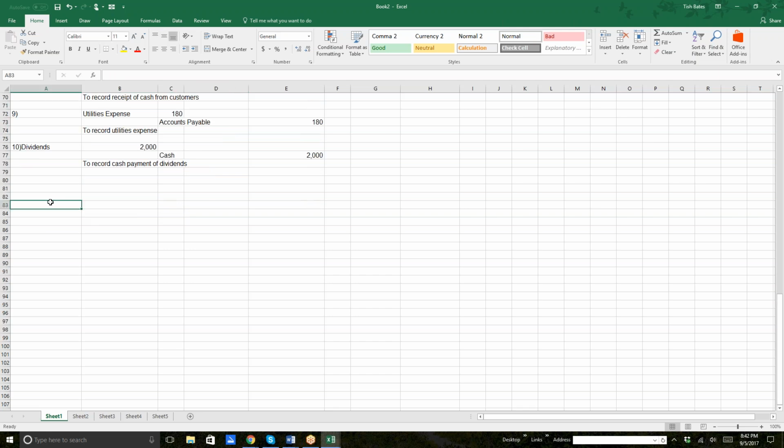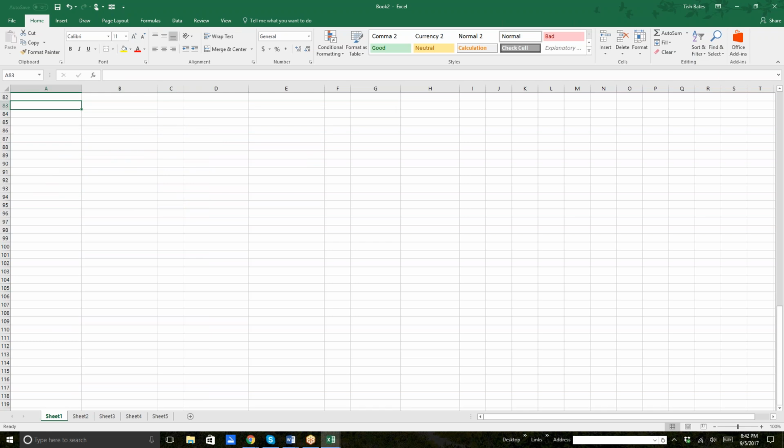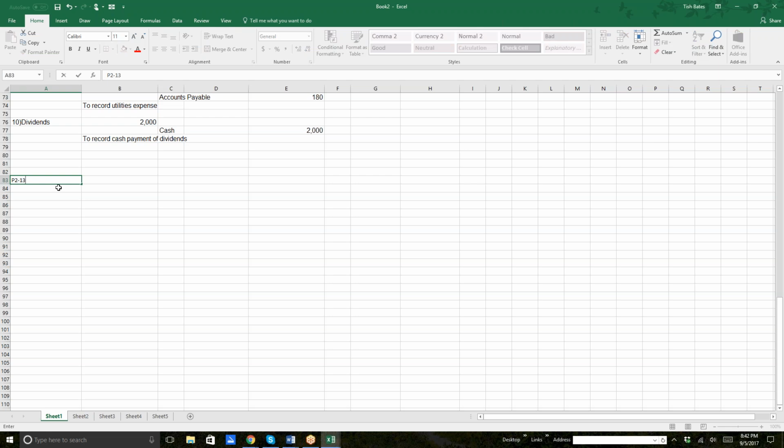Then the next problem. Let's say we just had P2-13A, part B. So then I would say P2-13A, put in B, and I would put that down under here. Right?